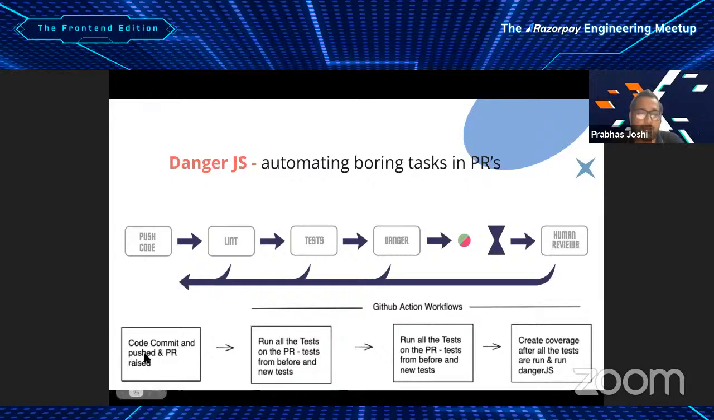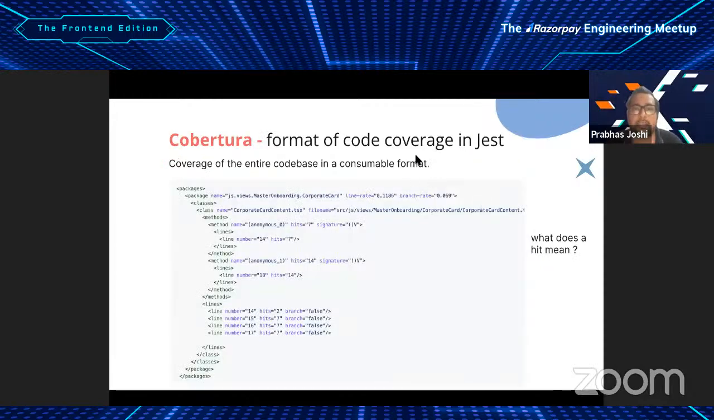Basically, somebody pushes code. Some of the linters and tests are run on CI. Once those tests are run, the coverage is produced at the CI level. The coverage that we want is produced, and then that coverage is consumed by Danger.js. I hope this slide is making it clear. You can find out more on dangerjs.org, I think. And the other part of this is Cobertura.